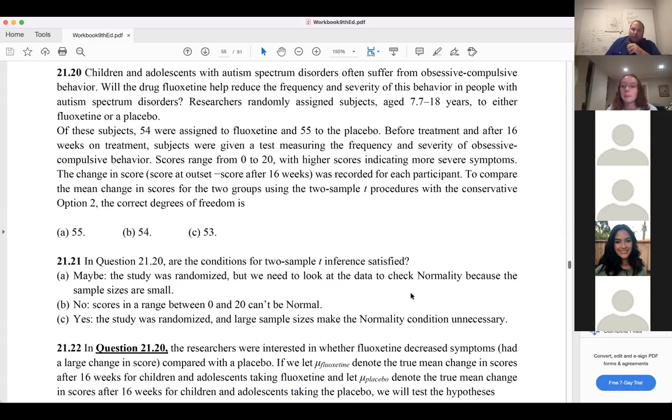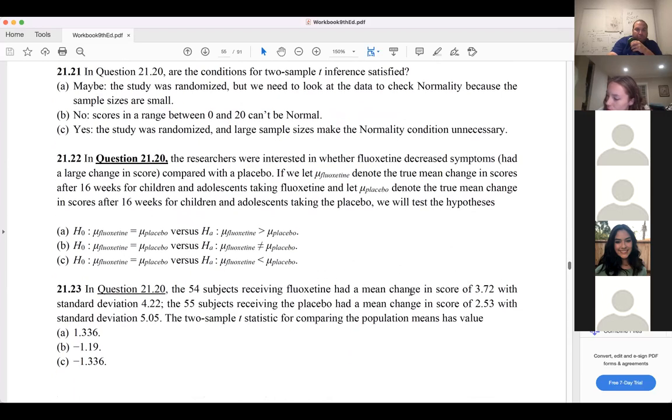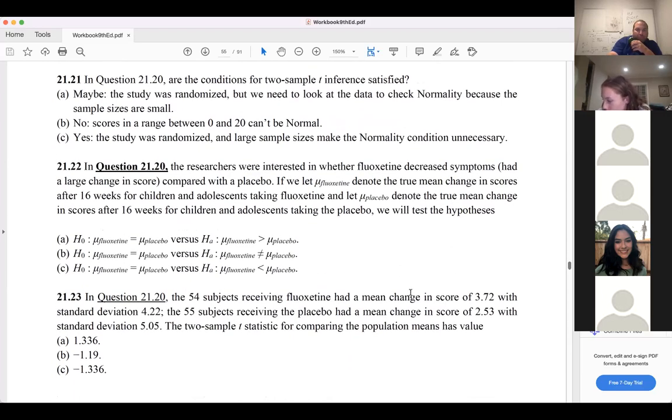So what's the formula for the more conservative option? You take the smaller of the 2 sample sizes and do what to it? Anyone? The smaller of the 2 sample sizes, and then you subtract 1. Yeah. So the smaller sample size is 54. So you do 54 minus 1. The answer is 53. So the answer is C. Okay, 22.